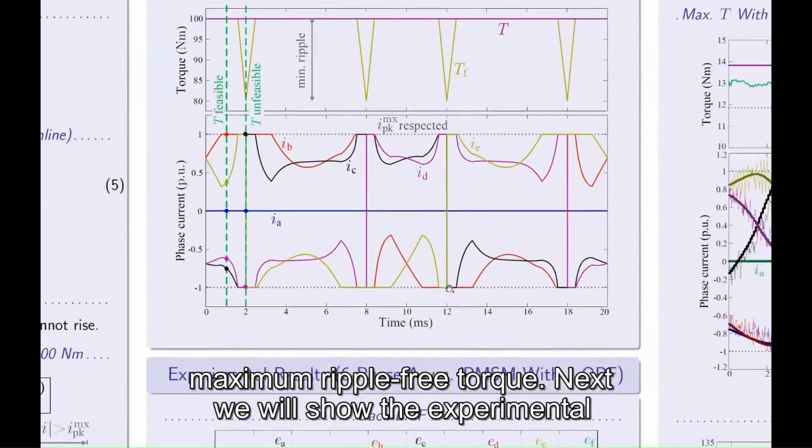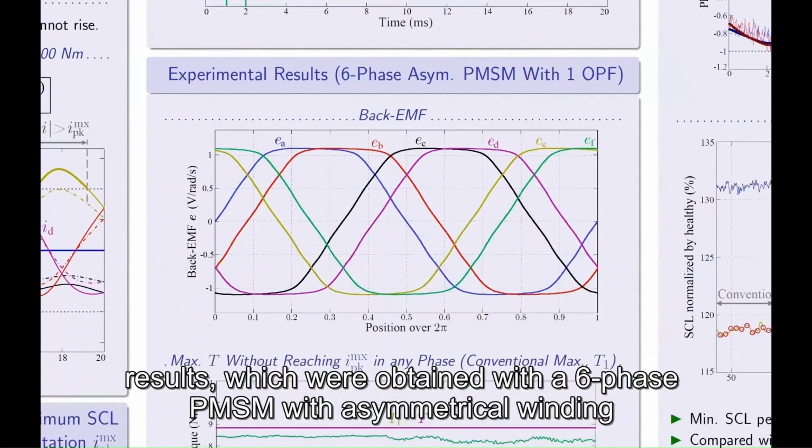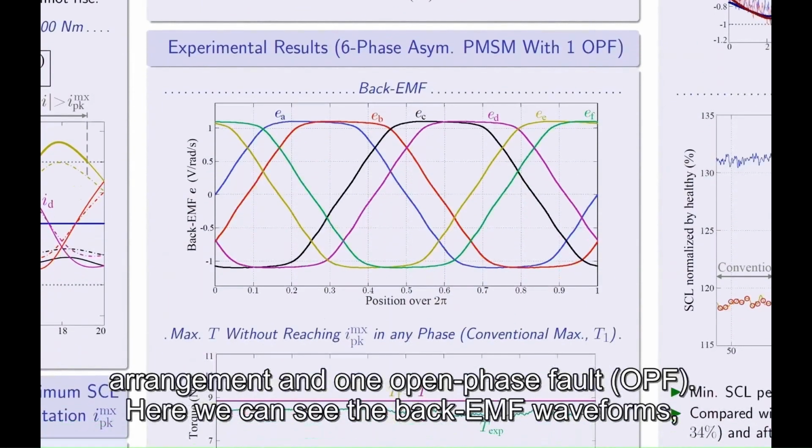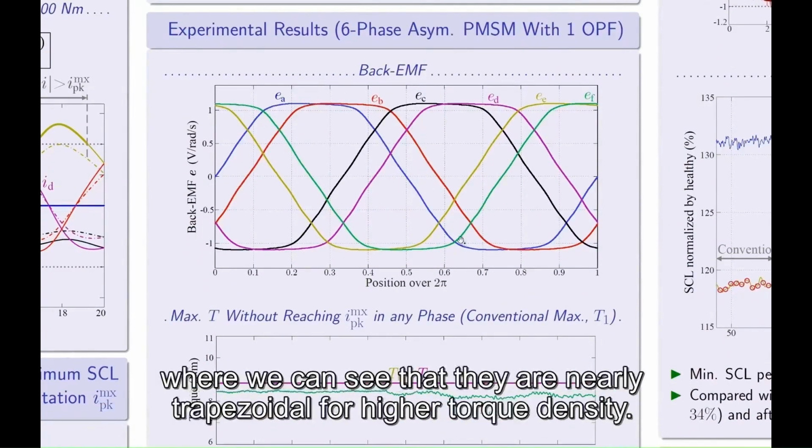And next, we will show the experimental results, which were obtained with a 6-phase PMSM with asymmetrical winding arrangement and one open phase fault. So here we can see the back EMF waveforms, where we can see that they are nearly trapezoidal for higher torque density.